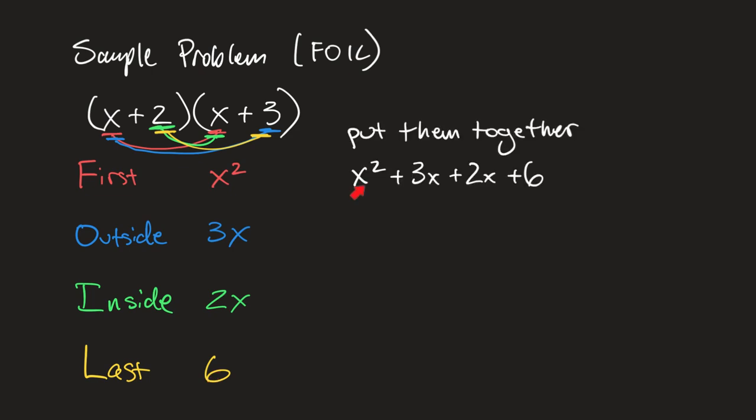When I put it together, I get x squared plus 3x plus 2x plus 6. We can combine like terms here in the middle. And my final answer is x squared plus 5x plus 6. Cannot combine any more terms. It is a trinomial, 3 terms, of degree 2.